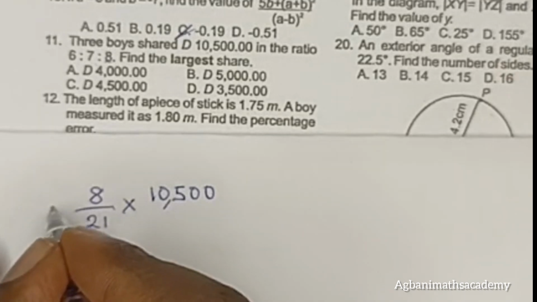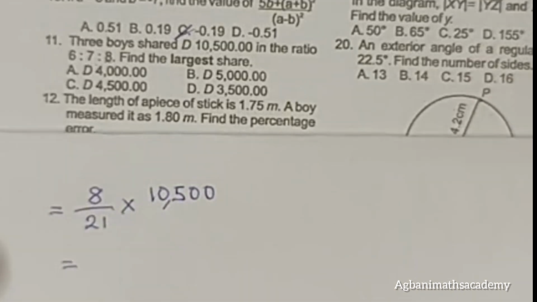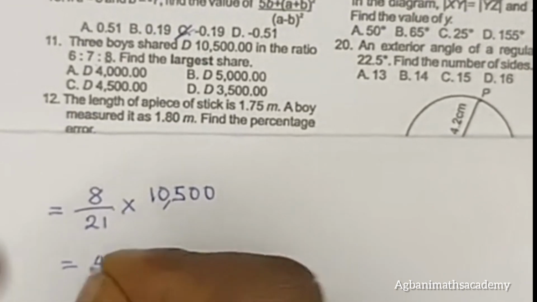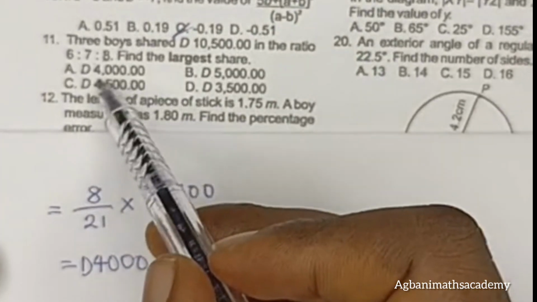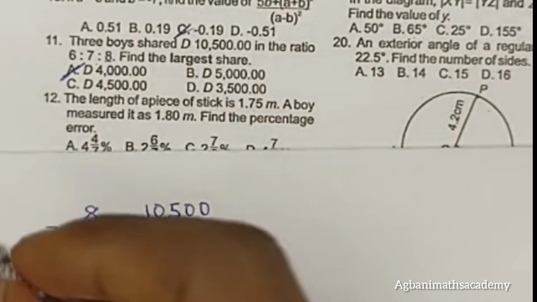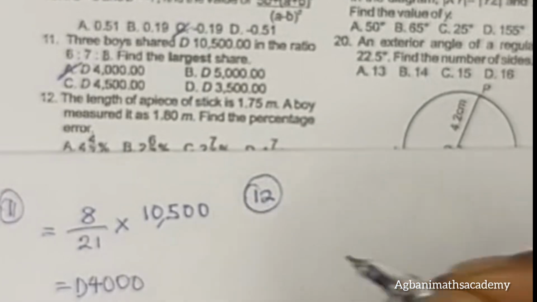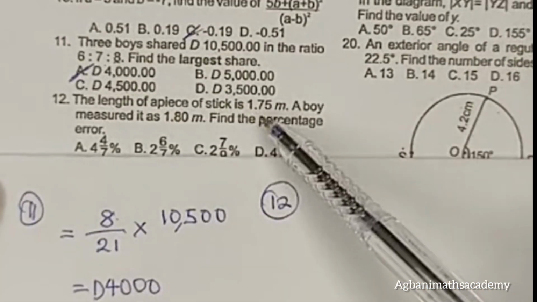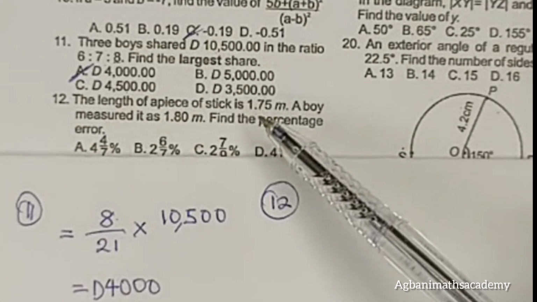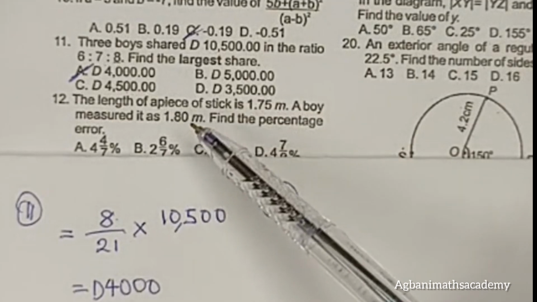So when you do this calculation, what are you going to get? 4,000. So the answer is 4,000D. So among the options, option A is correct. 4,000D. So this is number 11. So number 12. The length of a piece of stick is 1.75 meters. A boy measured it as 1.8 meters.